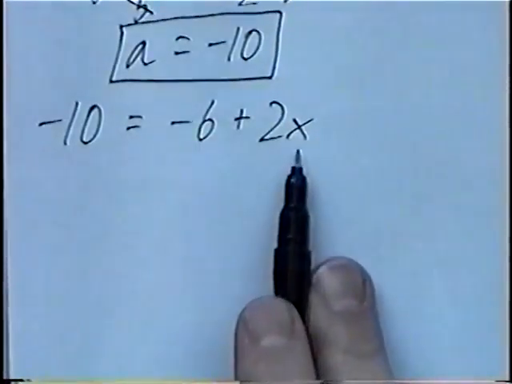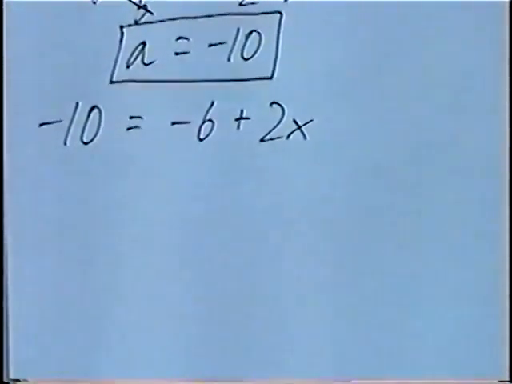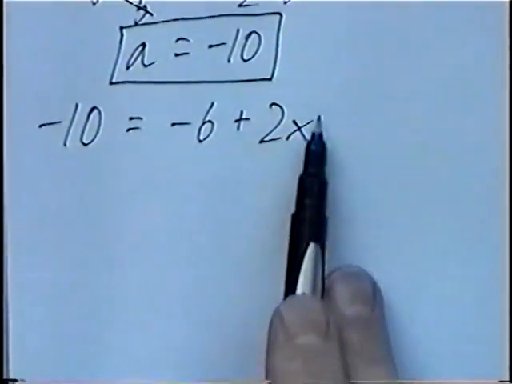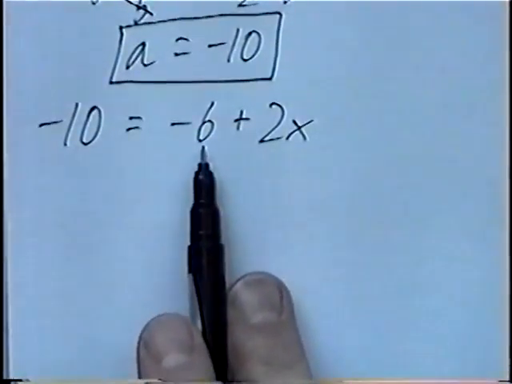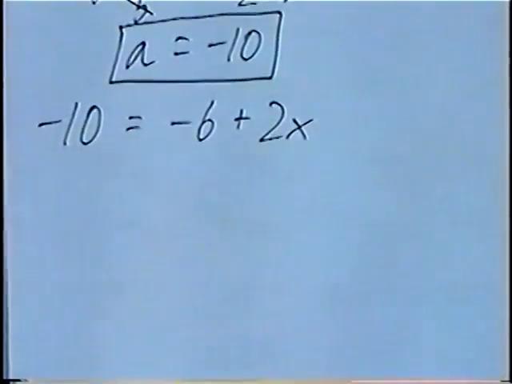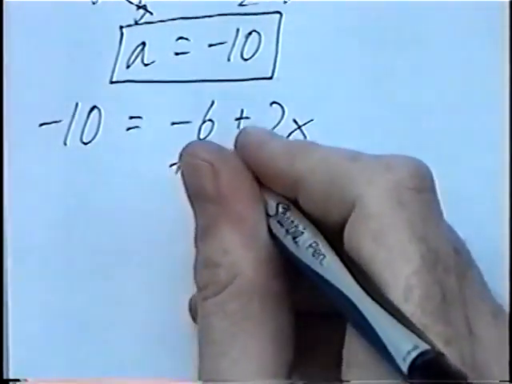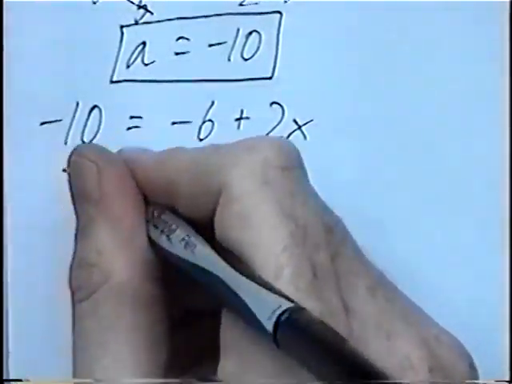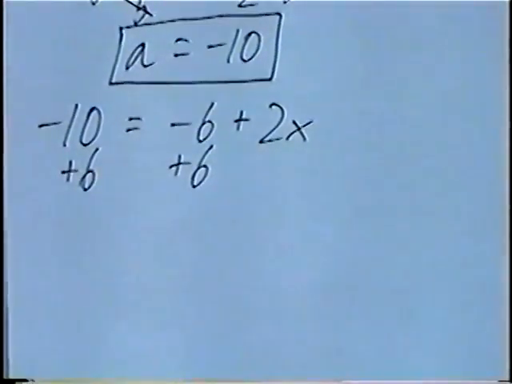This time the variable x is on the right hand side. But again, these same steps, we want to get x by itself. So we want to move the negative 6 to the other side. The opposite of negative 6 or minus 6 would be adding 6. And again, we'll do that on both sides of the equation.